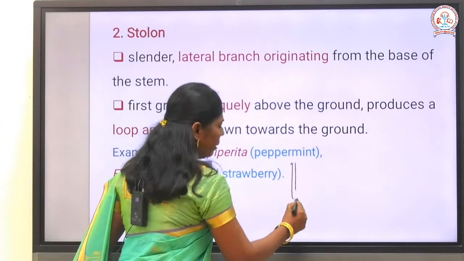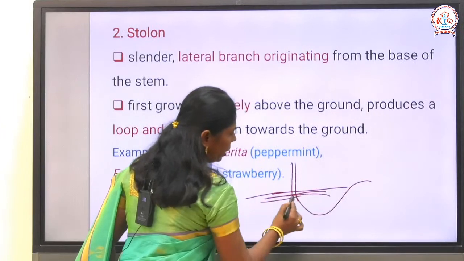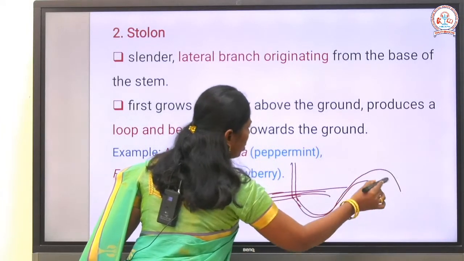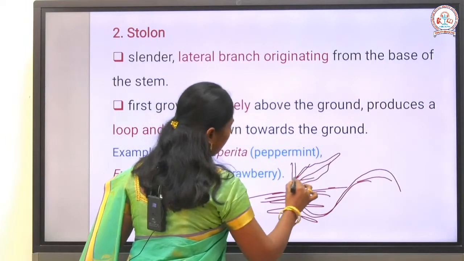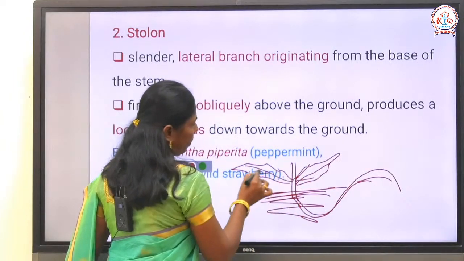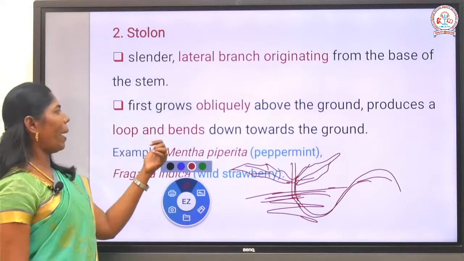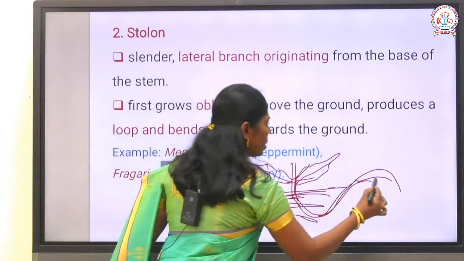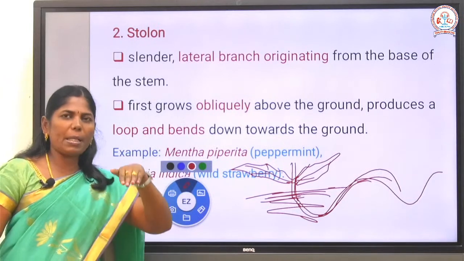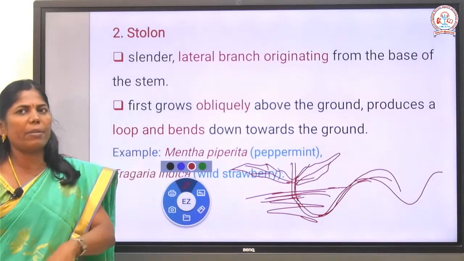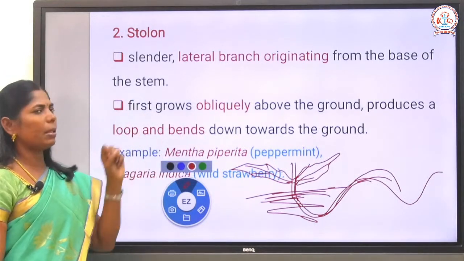This is the plant. This is the oblique condition: first the slanting growth, and then it comes out above the ground. Above the ground, it produces a loop and bends downwards toward the ground. When it loops and bends, it enters the ground again and touches the ground. Those are the characters of the stolon.